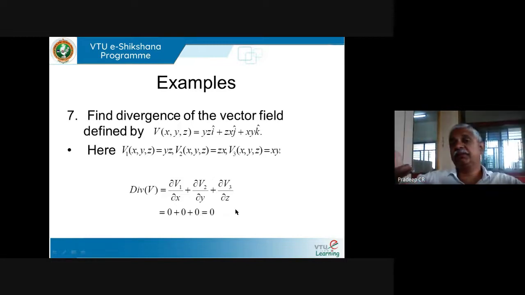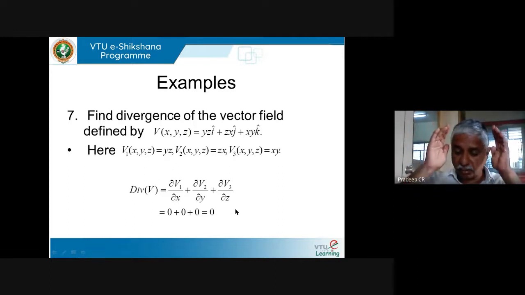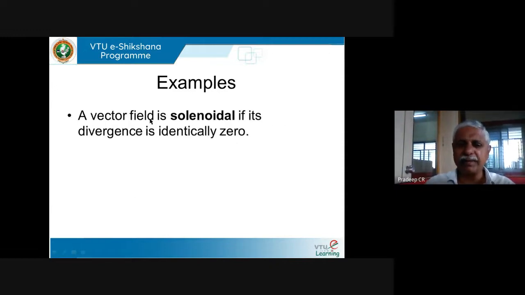There's no divergence, whatever it means, just as a concept, as a number. You see the divergence is 0 here. 0 everywhere, it doesn't matter which point I take. So constant 0 is the answer as the divergence of this vector field. There will be a special name for this. So a vector field is called solenoidal. Yeah, I know it's a bad and horrible term.